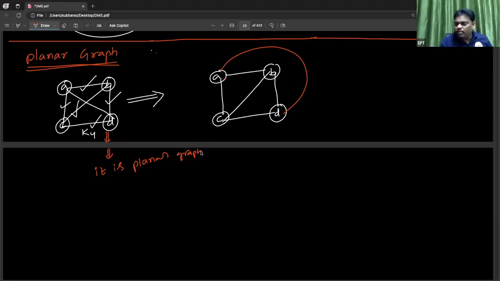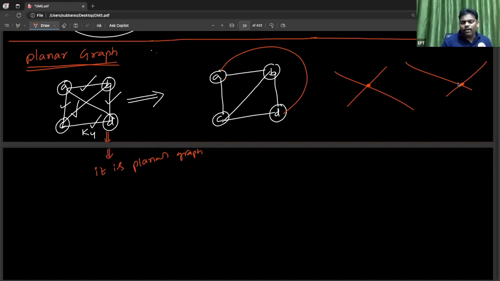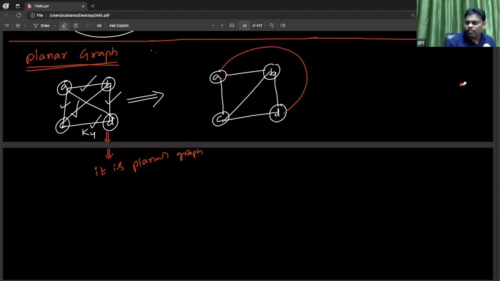Some people are asking, sir, what is the meaning of crossing? Can't it be crossing? It is a crossing. So this is also crossing. Anywhere, if you find that kind of behavior, that is not a planar graph. Please be careful.